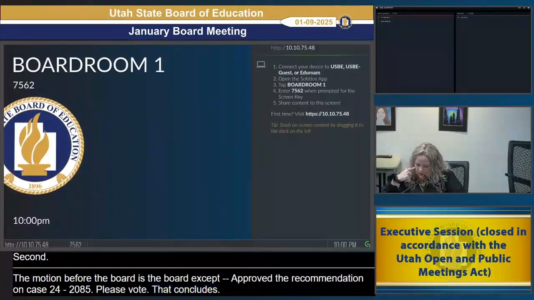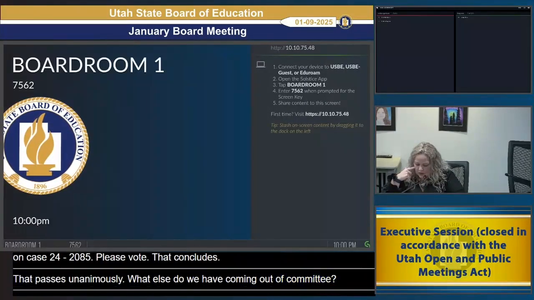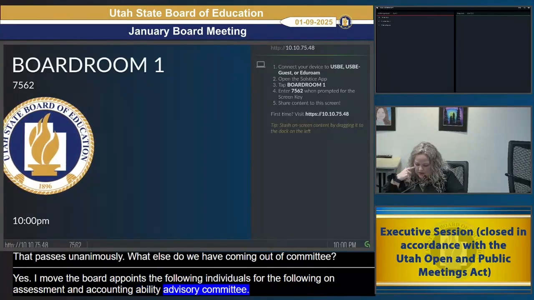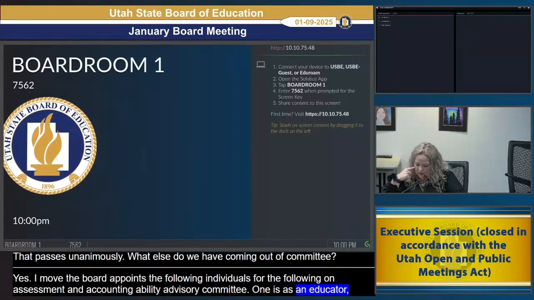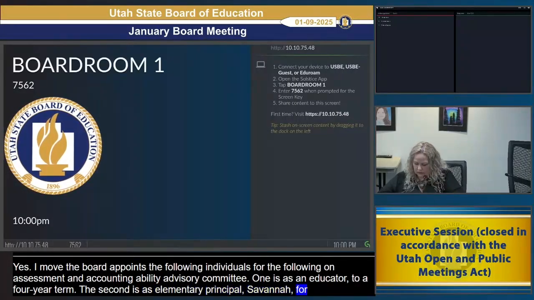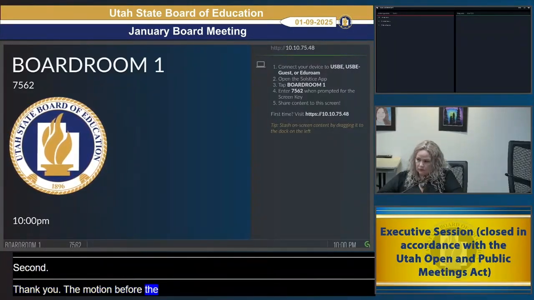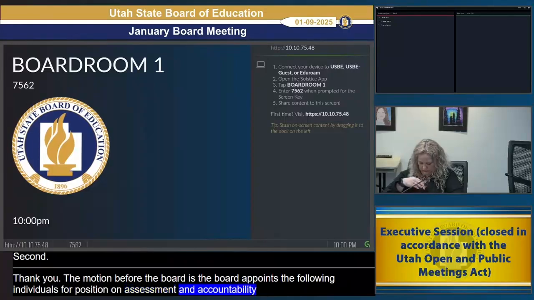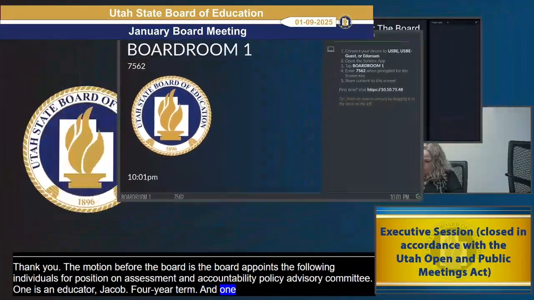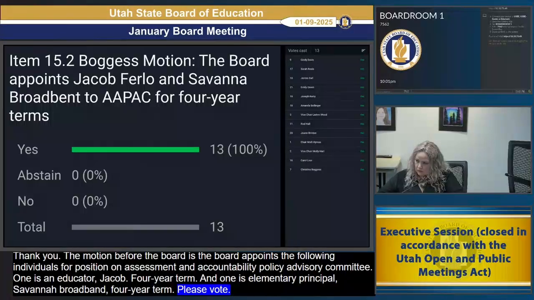I move that the board appoints the following individuals for a position on the Assessment and Accountability Policy Advisory Committee, or APAC. One is as an educator, Jacob Furlow, to a 4-year term. The second is as an elementary principal, Savannah Broadbent, for a 4-year term. Second. The motion is that the board appoints these individuals. Please vote. And that passes unanimously.